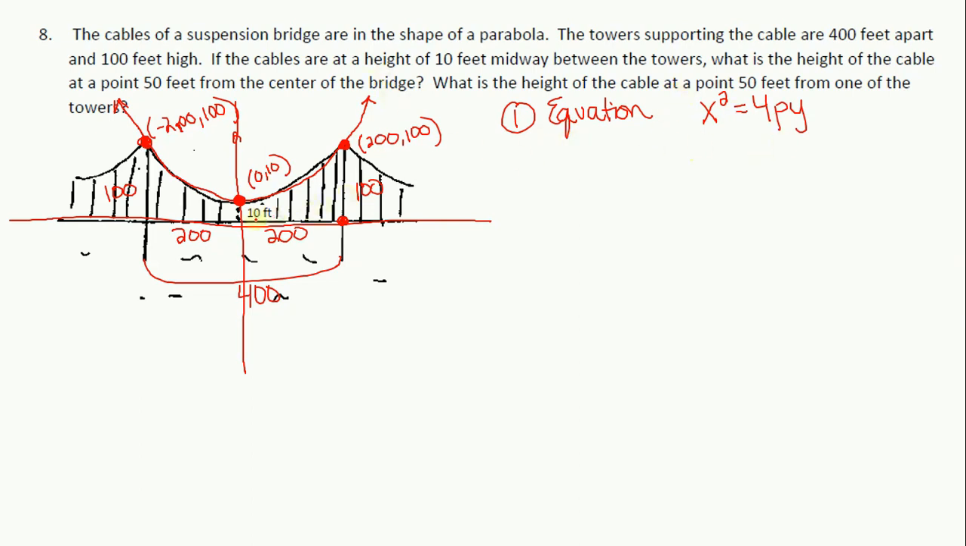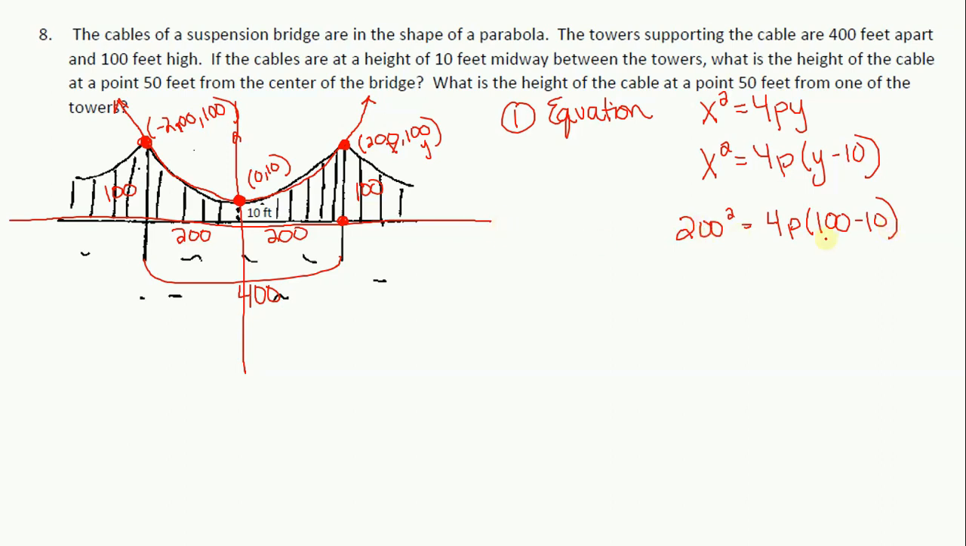So, since my vertex is up 10, I do need to change the general form of this equation. So it looks like this: x squared equals 4p times y minus 10, because this tells me that the y is going up 10. Then, since I don't know what p is, I am going to plug in my x and my y from my ordered pair so I can find it. So I got 200 squared equals 4p times 100 minus 10.